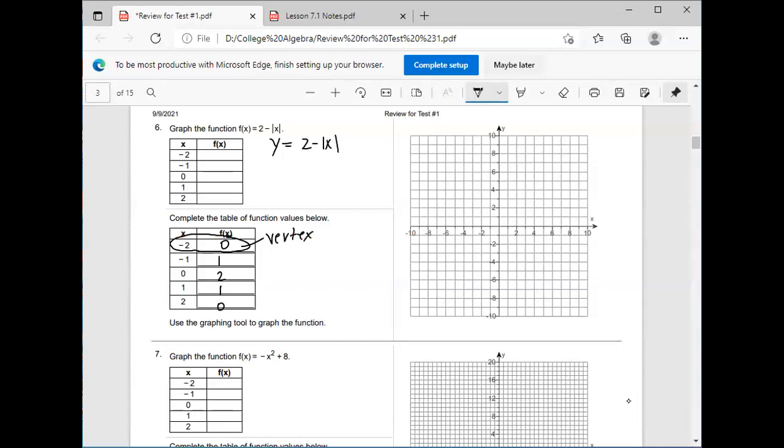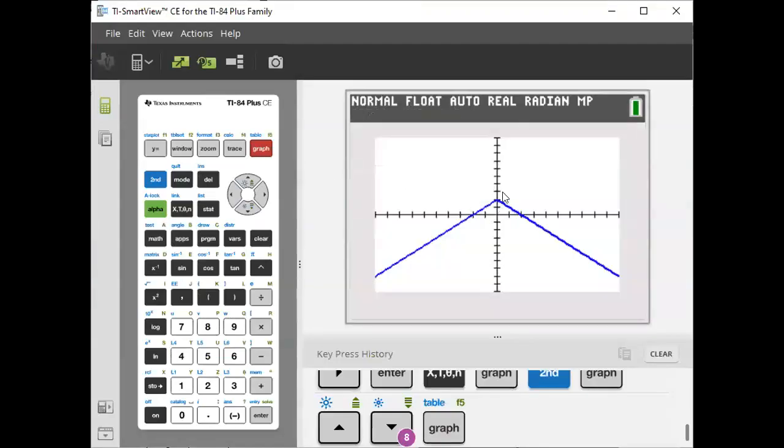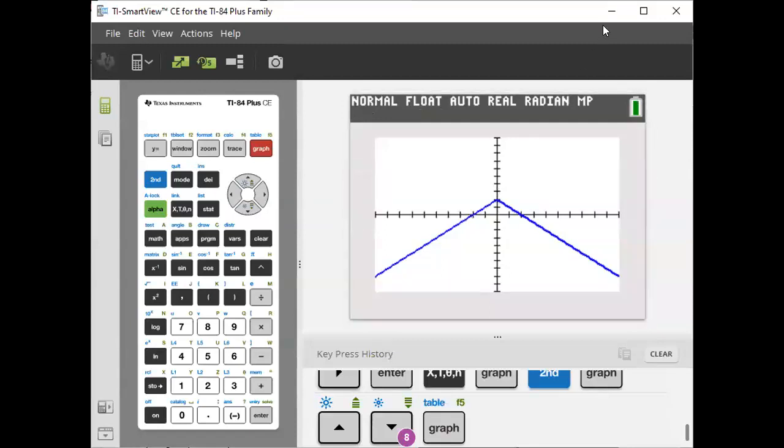Okay, so we don't have to plot all of these, but we have a point at, oh, it was 0, 2, right? Not 2, 0. Let me go back and look at that real quick. So 0, I'm sorry, it's 0, 2 that is the important point. That's your vertex that you want to plot.